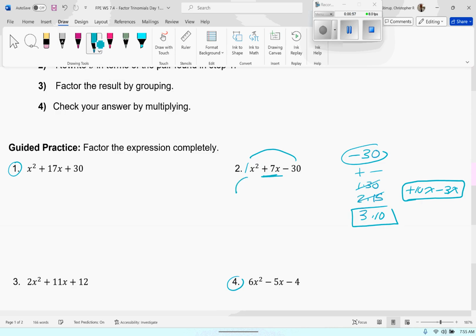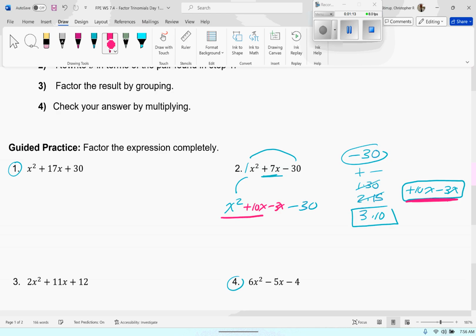So I'm going to bring down my ends, and then in the middle of my ends, I'm going to plug in whatever order I want. Just make sure you have the negatives and positives in the right spot. So I'm going to go plus 10x and a minus 3x.